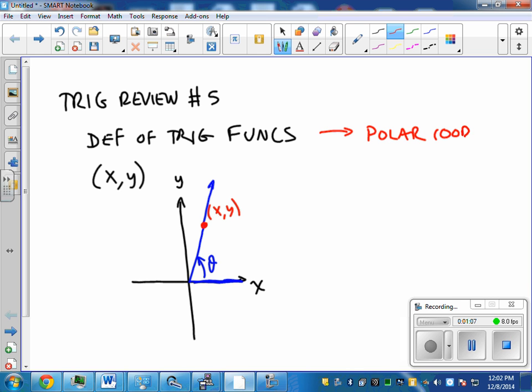And obviously we do polar coordinates at the very end of the course. And in fact, we have a test in just a couple of days. I'm recording this on Monday the 8th. Our polar test is on Wednesday the 10th.